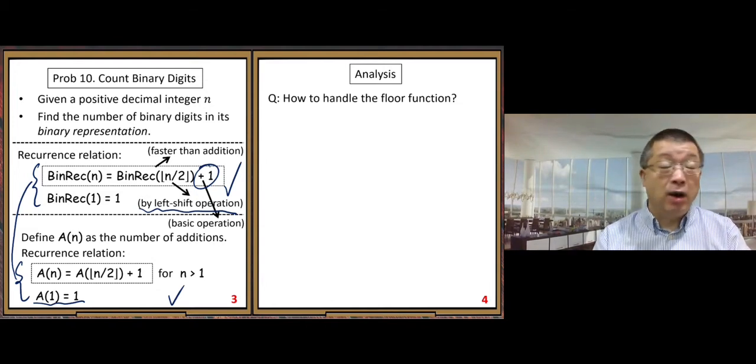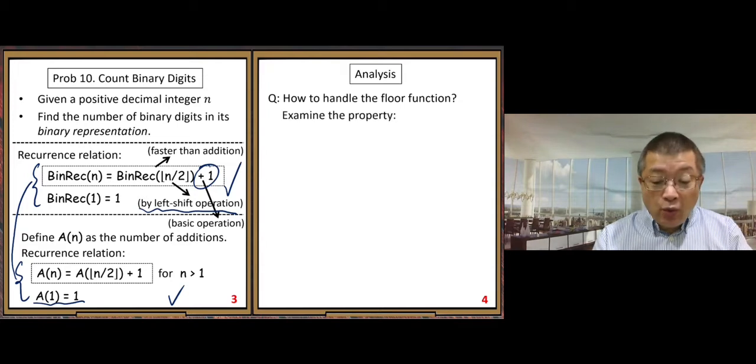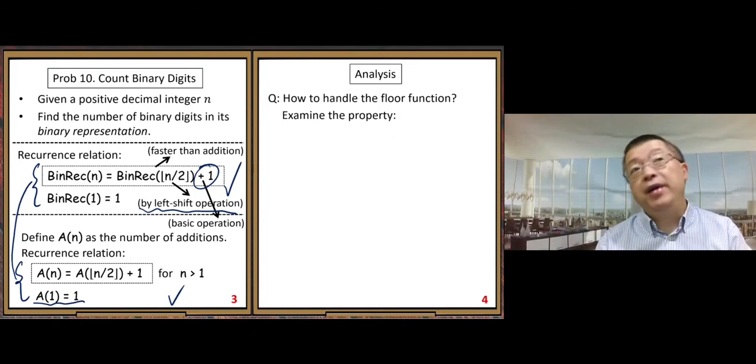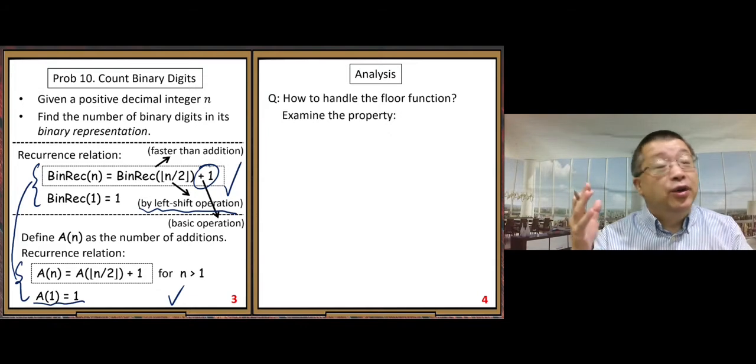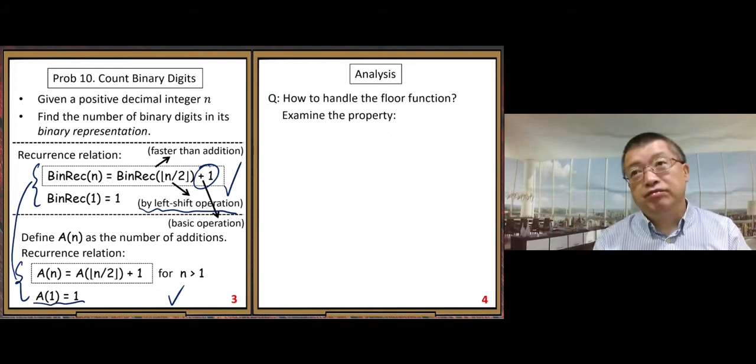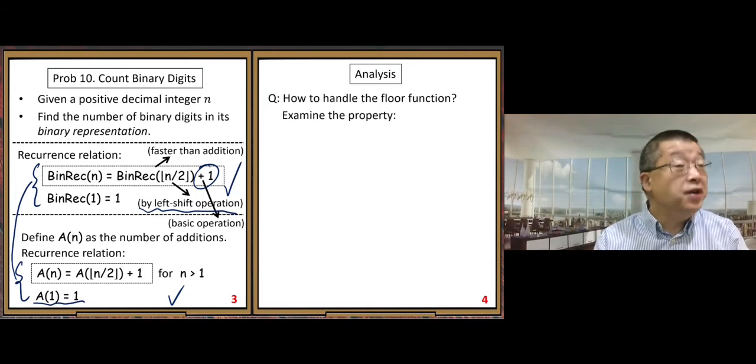So that's the hard part. So we like to remove that floor function. If the floor function is gone, then we will be very happy. Because we can do the normal operations. We do not need to consider the special cases, right?